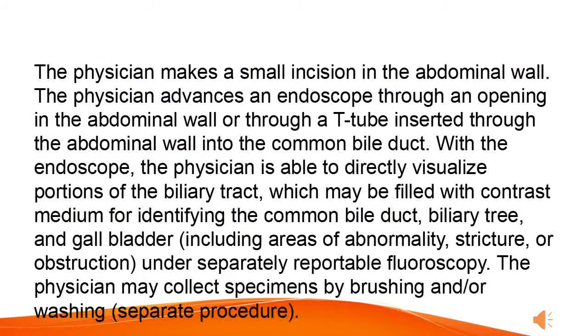The physician makes a small incision in the abdominal wall. The physician advances an endoscope through an opening in the abdominal wall or through a T-tube inserted through the abdominal wall into the common bile duct. With the endoscope, the physician is able to directly visualize portions of the biliary tract, which may be filled with contrast medium for identifying the common bile duct, biliary tree, and gall bladder, including areas of abnormality, stricture, or obstruction, under separately reportable fluoroscopy. The physician may collect specimens by brushing and/or washing, separate procedure.